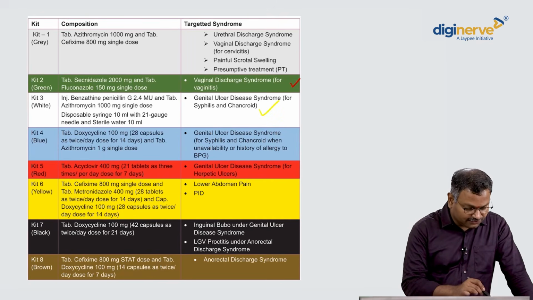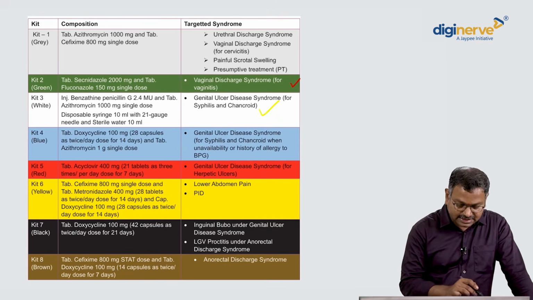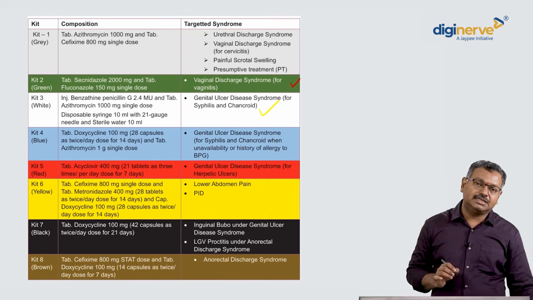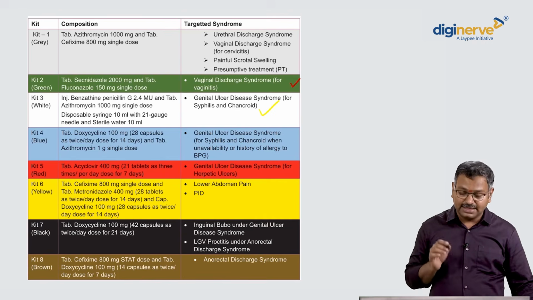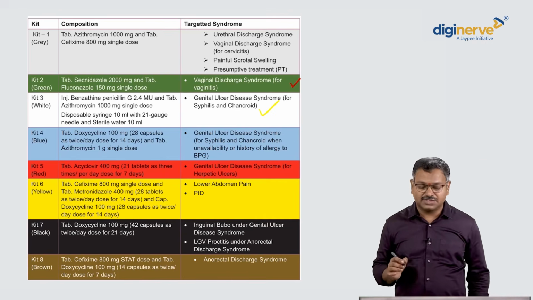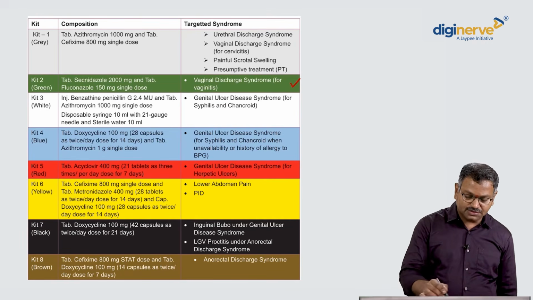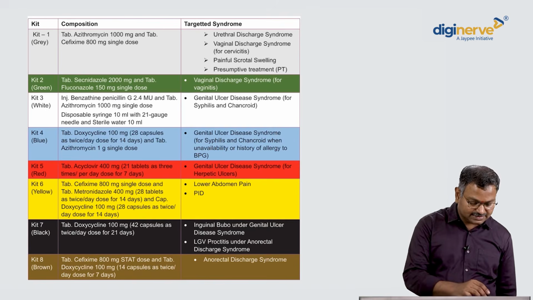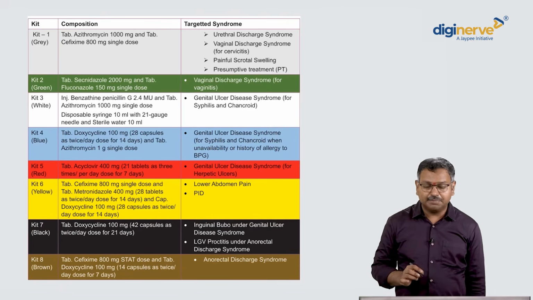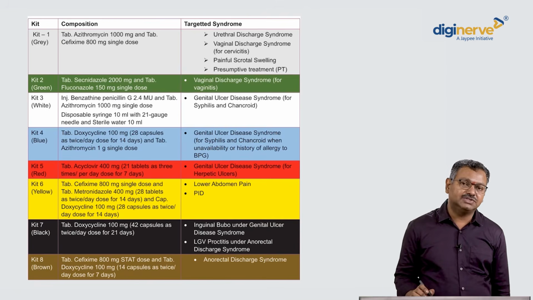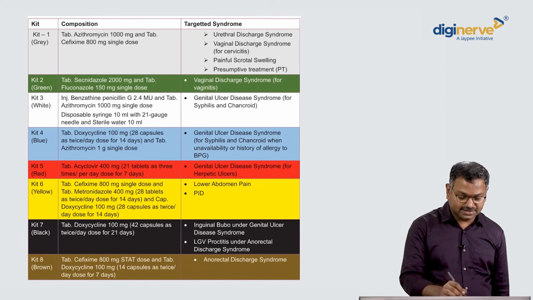Next you have kit 4, which is primarily for genital ulcers who are allergic to penicillin. There you give doxycycline 100 milligram, 28 tablets are there, that is twice daily for 14 days. These are given in patients for syphilis or chancroid along with 1 gram of azithromycin. Red kit, that is used for the treatment of genital ulcers which are secondary to herpetic ulcers. So acyclovir 400 milligrams, 21 tablets are there. So you are taking 3 tablets per day for 7 days.